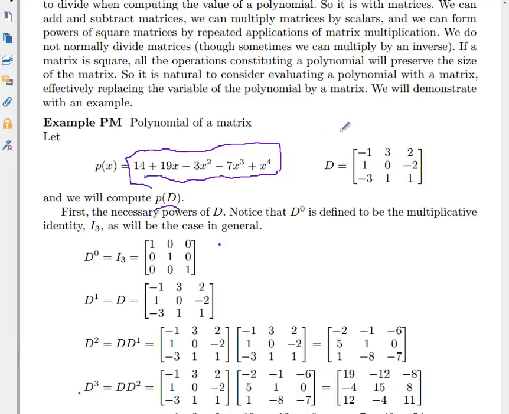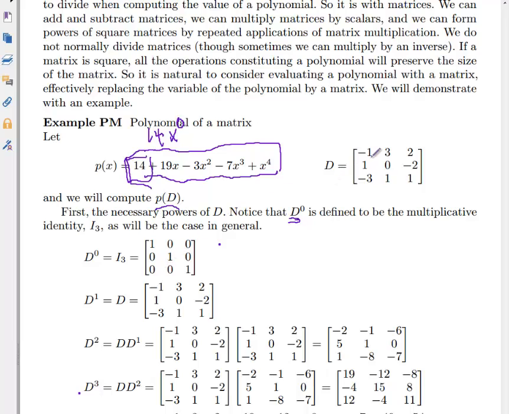There's no reason why we can't, because we can multiply matrices by each other. So how would you do this? Well, first of all, notice that 14 is like 14 times x to the 0 power, because any number to the 0 power is 1. So this is like the coefficient of the 0 power. Now we're going to call the 0 power of any matrix the identity, because x to the 0 is 1. It makes sense that D to the 0 should be the identity, so we'll just be making that identification.